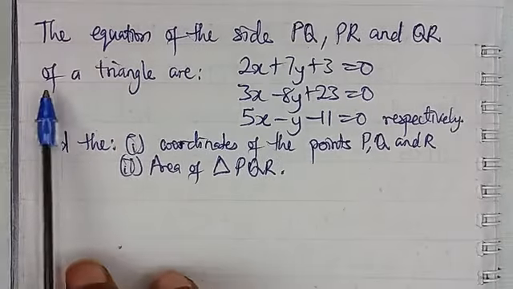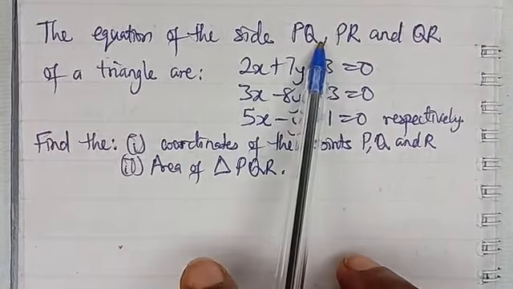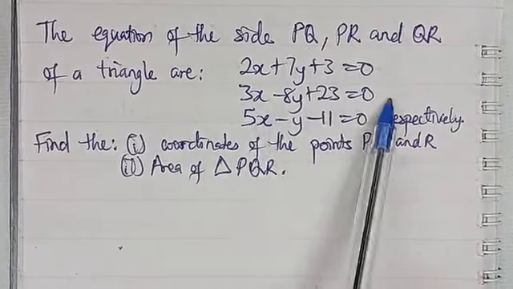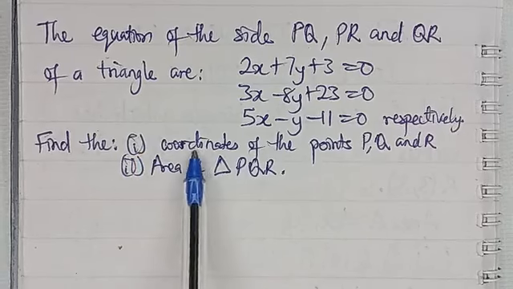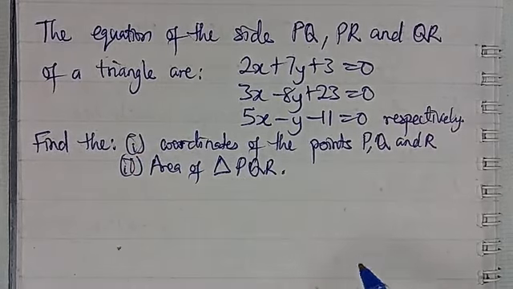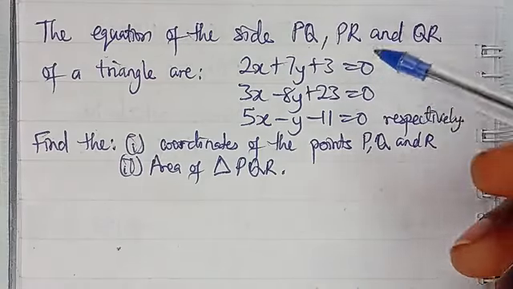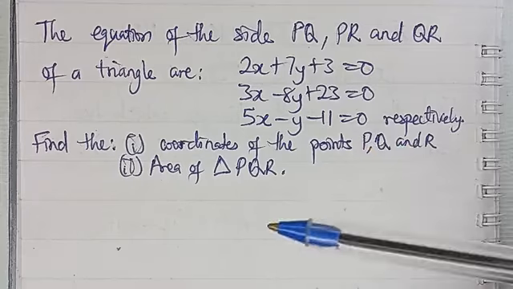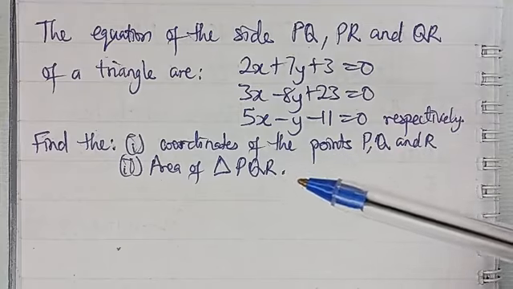Now let's look at this question with a little bit of a twist. The equations of the sides PQ, PR, and QR of a triangle are given respectively. Find the coordinates of points P, Q, and R, and then the area of triangle PQR. So for this one, we have to find the coordinates of the vertices of this triangle that has these equations as the equations of the lines. And then using those coordinate points, we'll now calculate the area of the triangle as we've learned.